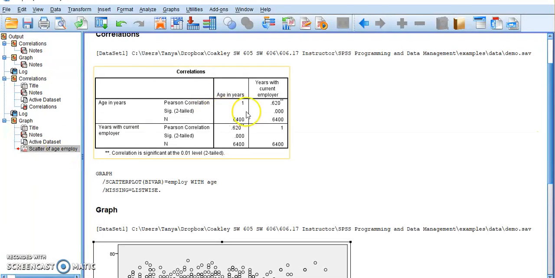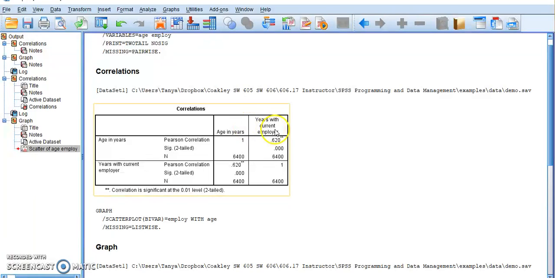I'll go back to our output. Our Pearson's r is equal to 0.62. Remember what I said about a perfect correlation? If we saw that line going diagonal and straight with not a lot of stray dots, that would be a perfect correlation. Age and years is perfectly correlated with itself, so that's why this 1 is here. That would be a positive 1, a perfect correlation. But we're not interested in that. We're interested in age and this other variable, years with current employer.